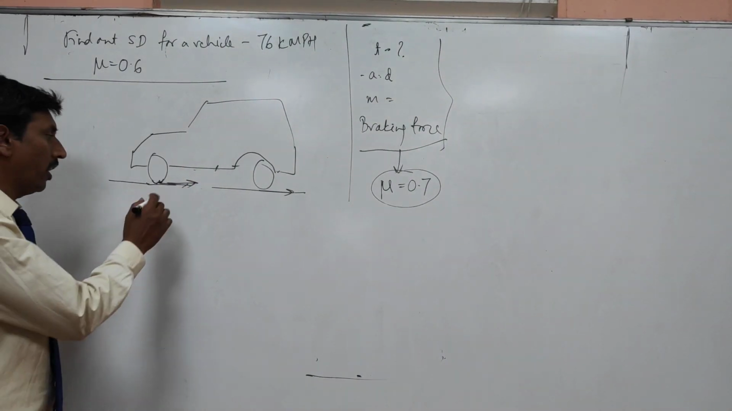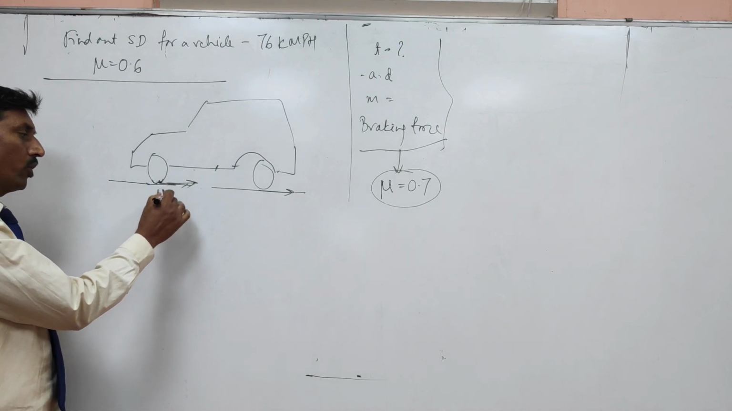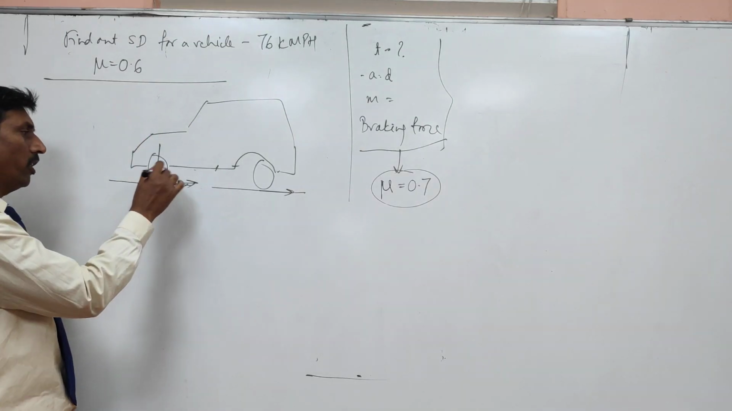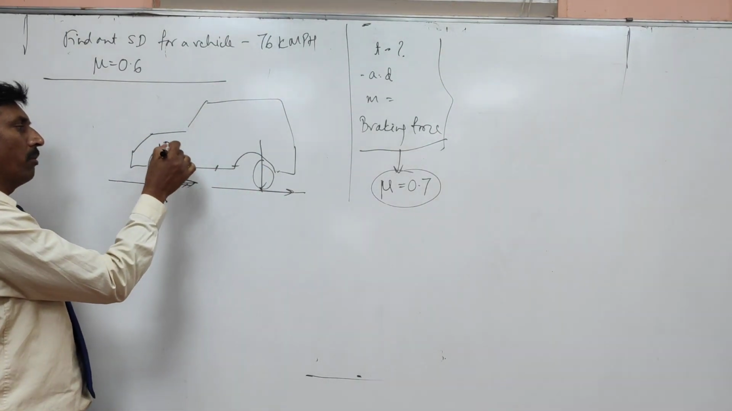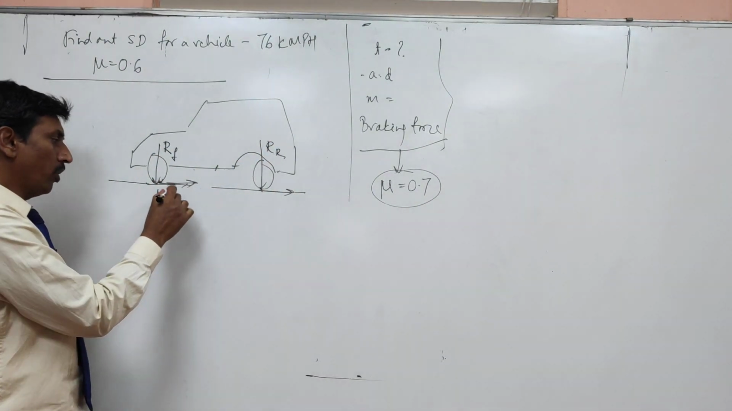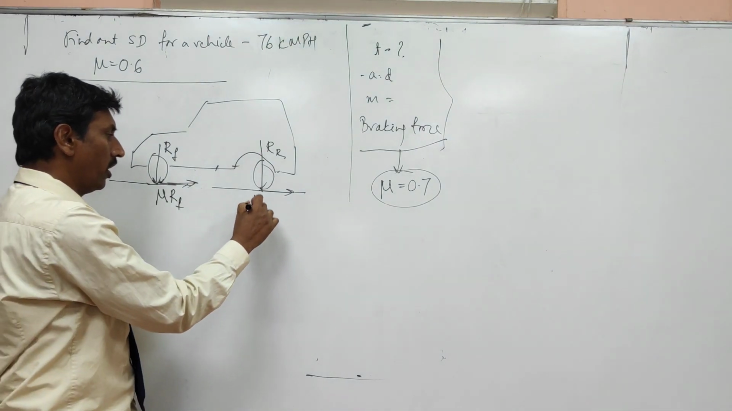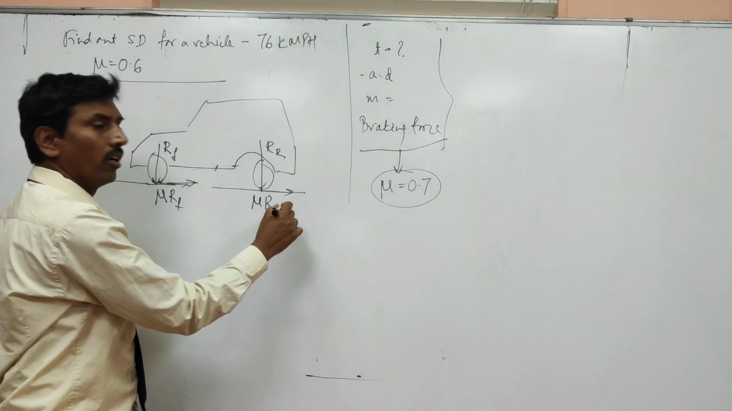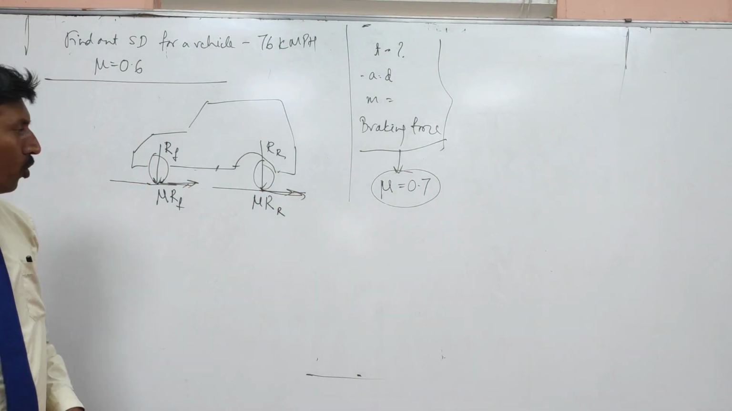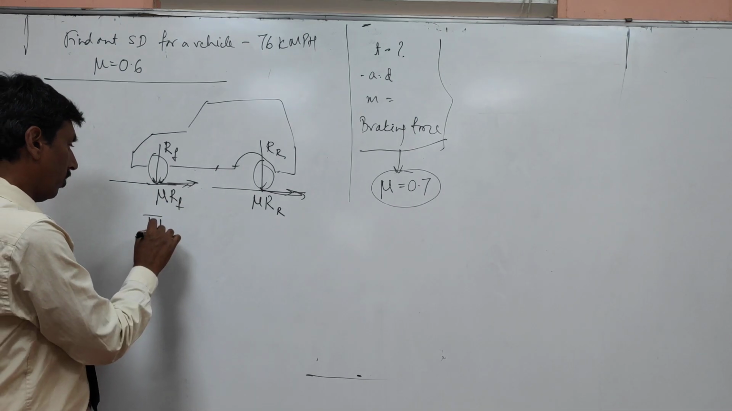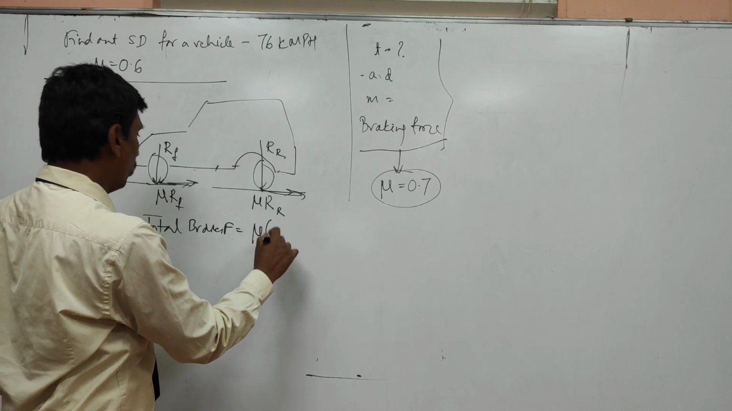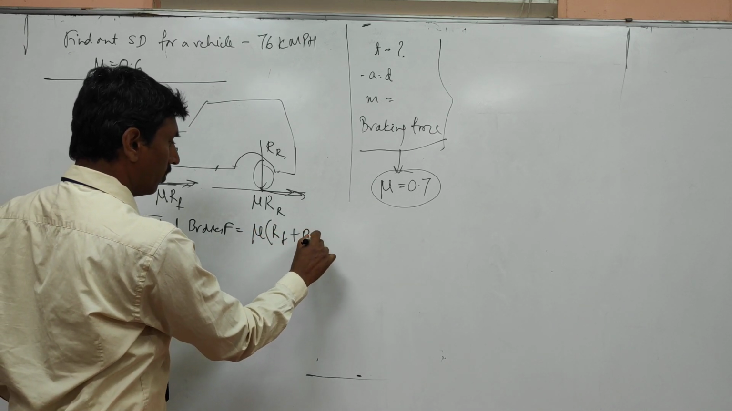So the amount of braking force that could be generated is the coefficient of friction multiplied by the normal force acting on it. What is the normal force acting on it here? The normal force can be called the reaction force on the front axle, Rf, and the reaction force on the rear axle, Rr. These two combined give the braking force. So the total braking force will be equal to mu into (Rf plus Rr).